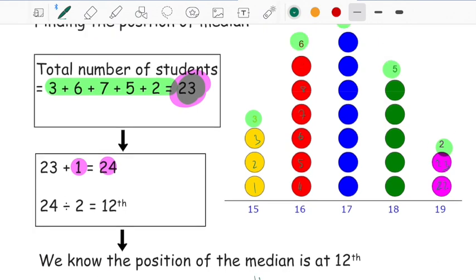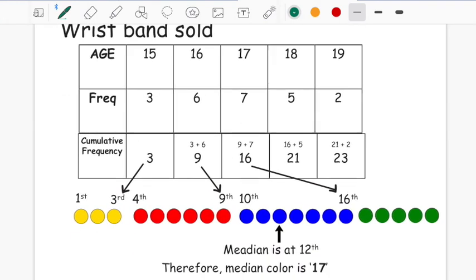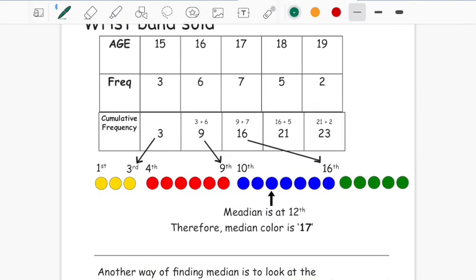So you count from here: 8, 9, 10, 11, and this is your 12th position. Your median is going to be your blue color, which is located here. So this is the 12th position. You can see here, yeah. So the median is the 12th position.